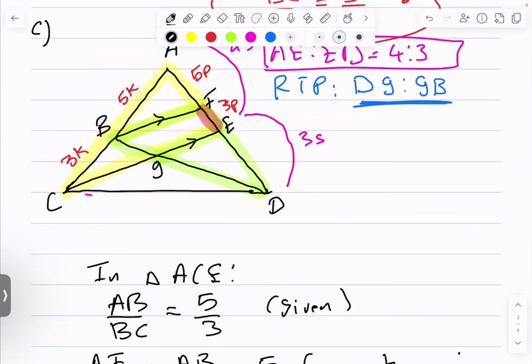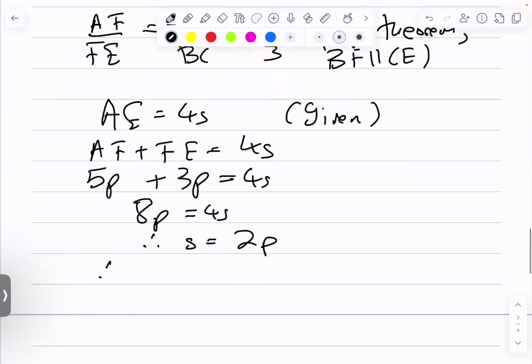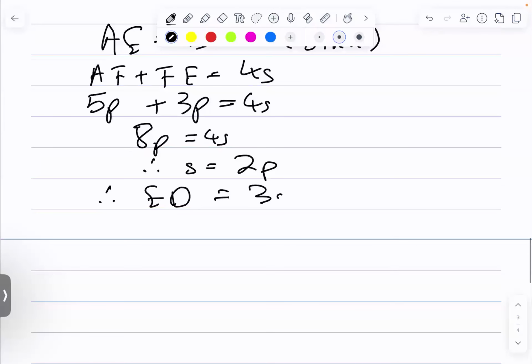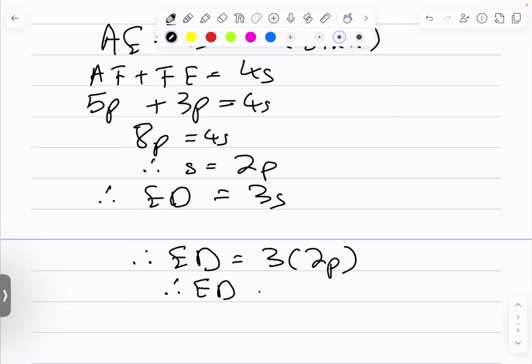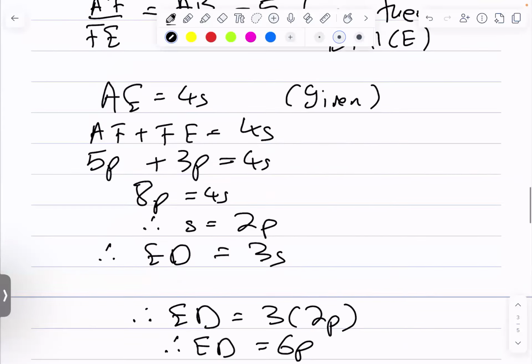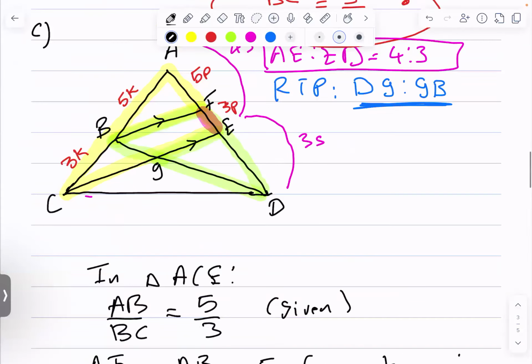All right, so that means what then? That means that therefore, since we know that ED equals 3S, it follows that ED is, because S is equal to 2P, 2P. All right, we have proven that. So therefore, ED equals 6P. Now we are getting there with our story. Therefore, now we can move to our triangle and close this thing up.